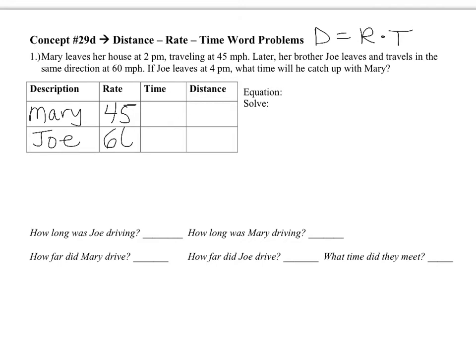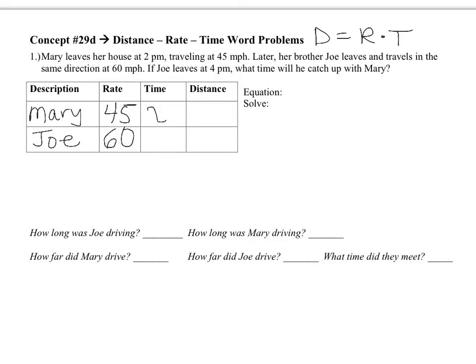All right, now, time. You may look at time and say, okay, well, Mary leaves at 2 p.m., but that's not what goes here. Time is going to be how long Mary travels or how long Joe travels, right? Well, we don't know. It does not say that Mary traveled for 5 hours or Joe traveled for 6 hours, right? But what we do know is that Mary left at 2 p.m., and Joe left at 4 p.m. So if you think about it, we don't know how long Mary's been traveling. So let's call Mary X. And so Mary's going to be X.